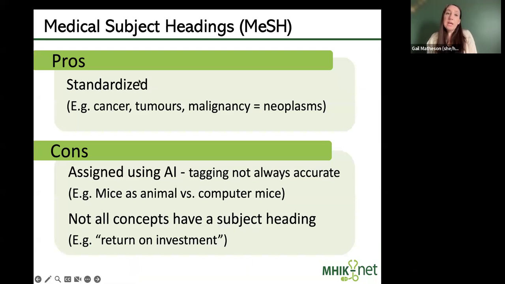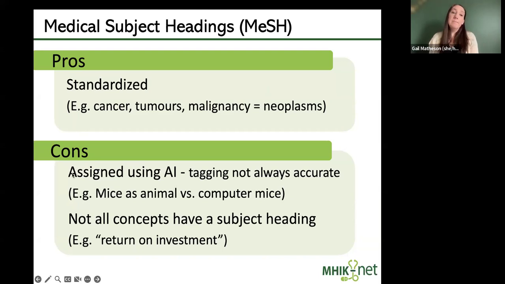So some pros of MeSH subject headings is it's standardized. So you don't have to think of all the terms. As an example, cancer, tumors, malignancy all fall under neoplasms. And again, if you didn't realize that neoplasms was the term that you should be using in MeSH, that search box will help you find that term.